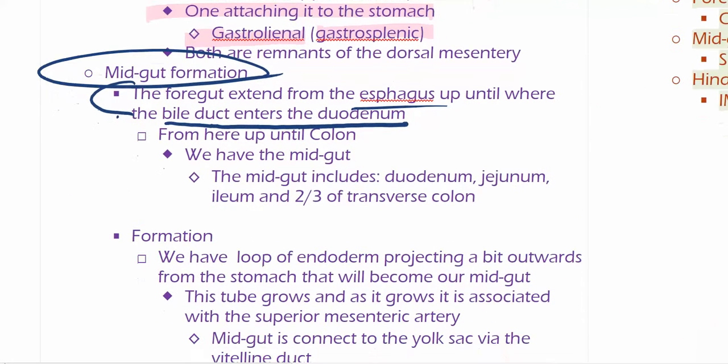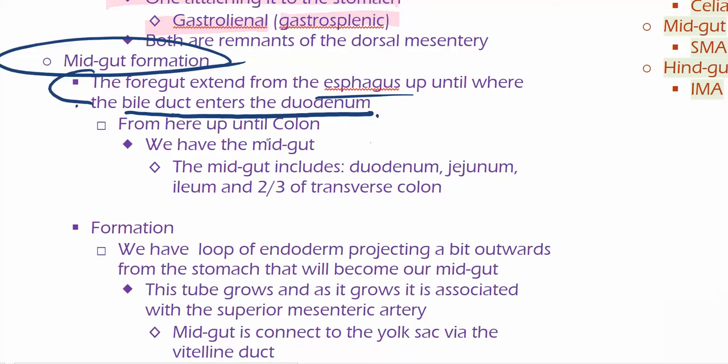And then we said that from parts 3 and 4 of the duodenum to 2/3 of the transverse colon was our midgut. That's what we said, right? Let's see here. Okay, so that's what we're focusing on, the midgut.